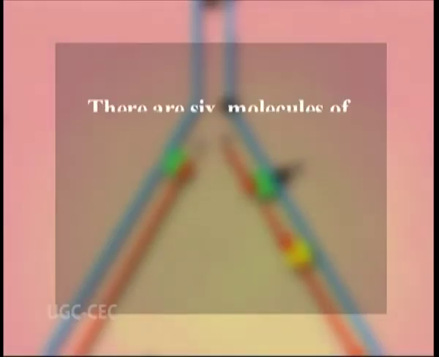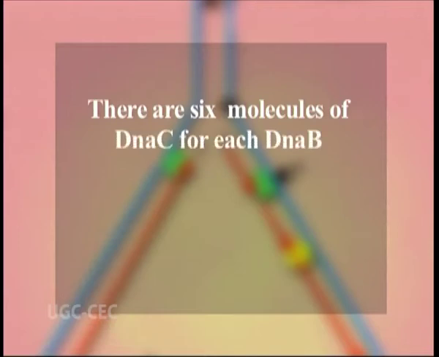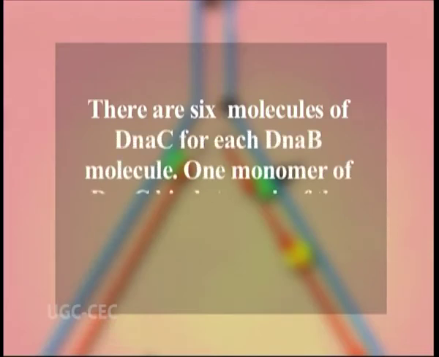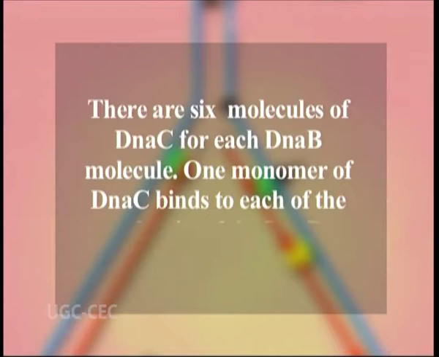The activity of DnaB is facilitated by the binding of another protein, DnaC, to DnaB. DnaB is present in the form of a hexamer. There are 6 molecules of DnaC for each DnaB molecule. One monomer of DnaC binds to each of the subunits of the DnaB hexamer.